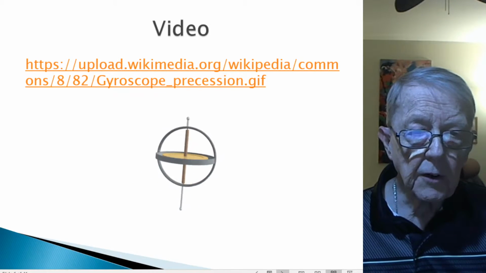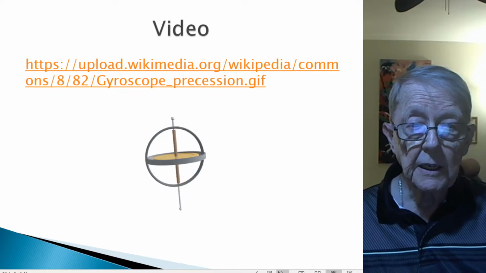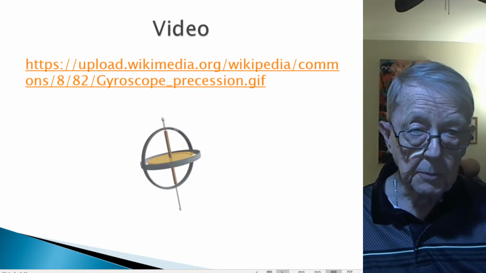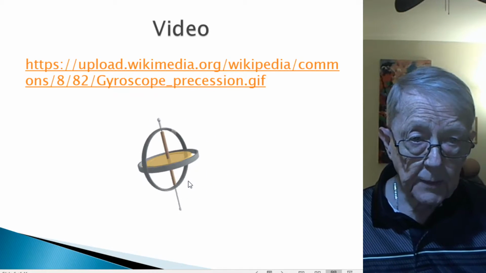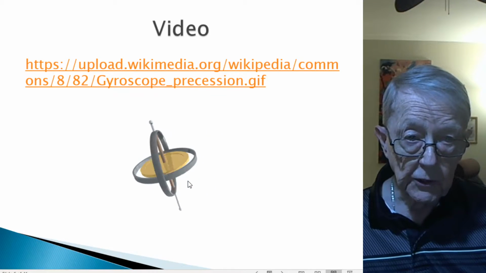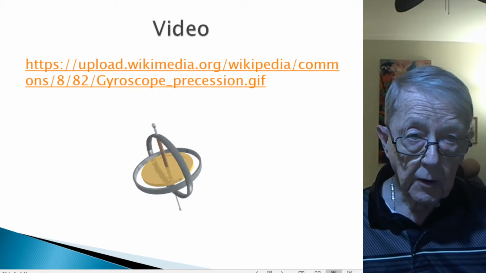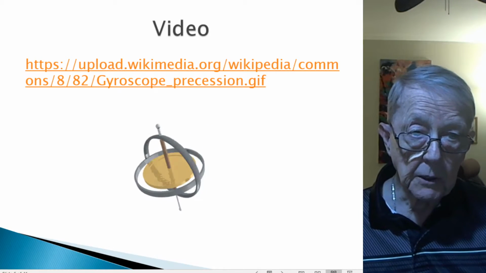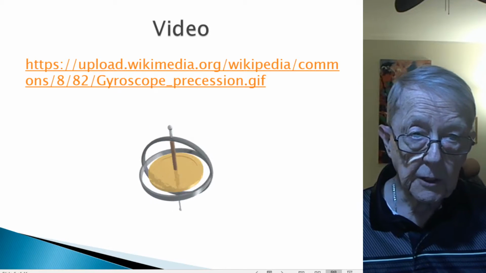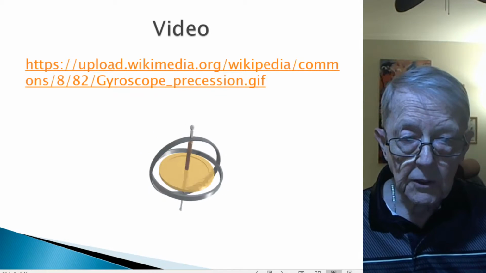Well, here's a video. This is actually right out of Wikipedia. You click on this link and you go there and you can see it. It's spinning. Now that rotor is spinning very fast in a clockwise direction. You can't tell that here. And the precession is rotating much slower. Well, that's going relatively fast as far as precession goes, but nonetheless, that's what it looks like.